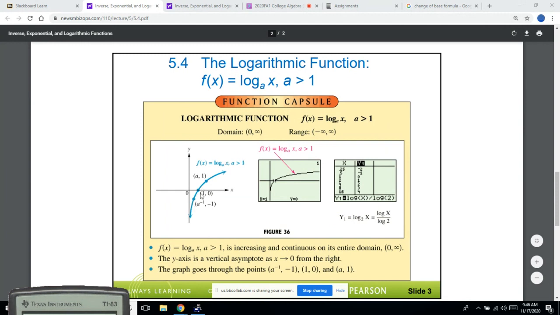It should pass through the points (1, 0). It should also have the points (a, 1). Here again, a is the base. It will also pass through the points (a to the negative first power, negative 1). So here again, we will pull a from our base. And just some more information about it, it's always increasing. As you read this graph from left to right, it increases, and its domain is from 0 to infinity.